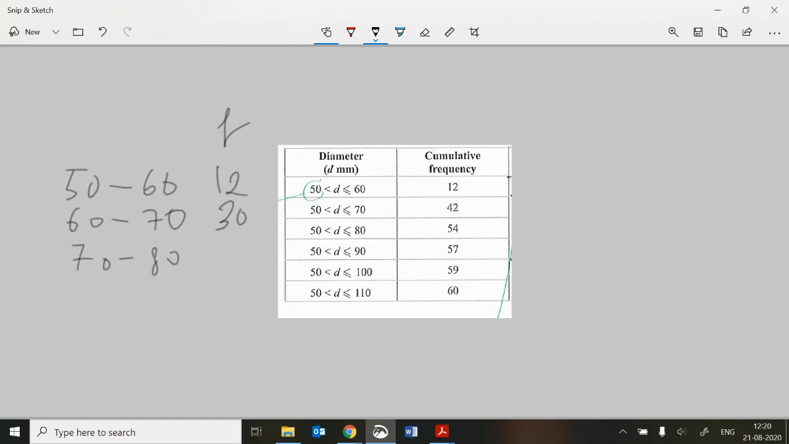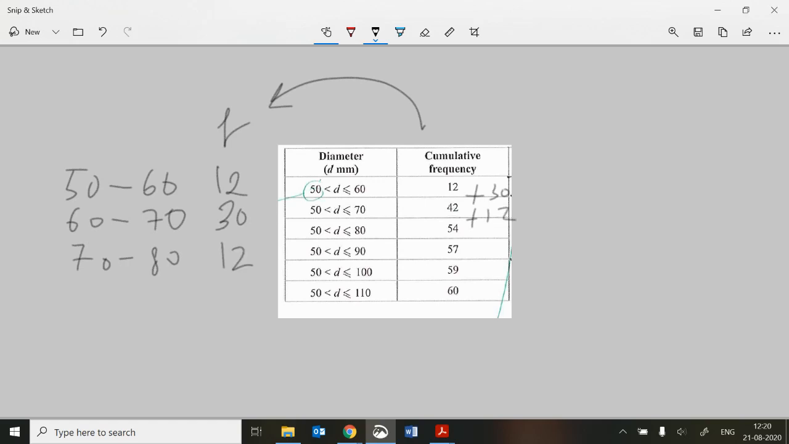Okay, so 50 to 60 is 12. 60 to 70 is 30. Our running total is 42 now. So you can go backwards from cumulative frequency tables to frequency tables by just finding out your differences each time, what you needed to add on. Okay, so if we added on 30, that must have been what was in the 60 to 70 category. If we add on 12, that must be what's in the 70 to 80 category.